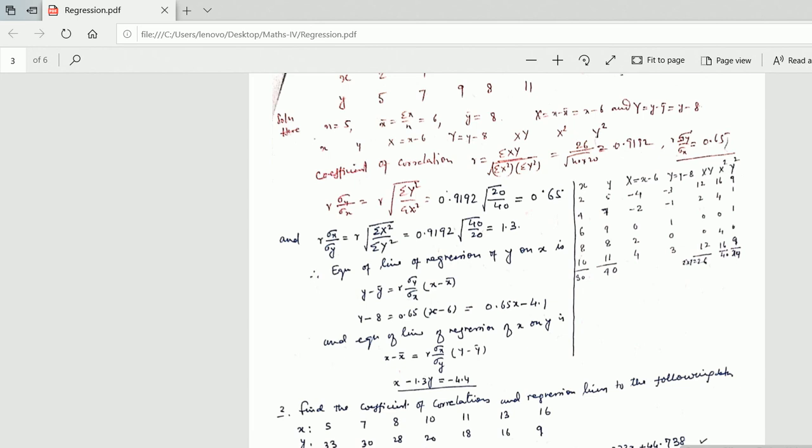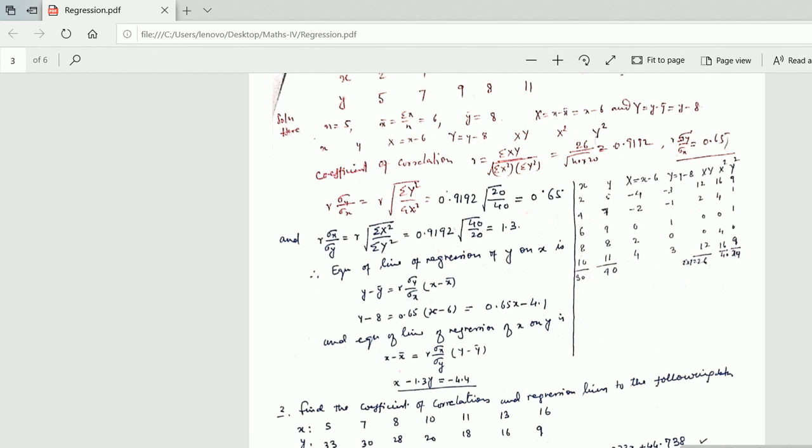So the equation of the line of regression y on x is given as y minus y bar equals R sigma y by sigma x times x minus x bar. Here also you have to find R sigma x by sigma y, because for the line of regression of x on y the slope is 1.3. So y minus y bar, the value is 8, you write just here, and this has value 0.65, written over here, x minus x bar is 6. By simplifying you get y equals 0.65x minus 4.1.